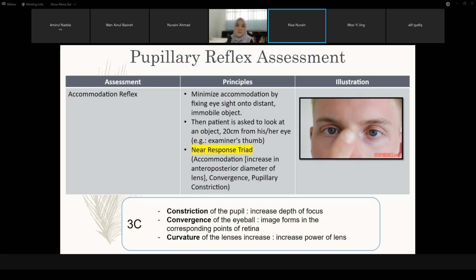To memorize, there is an easy way, which is 3C. We see constriction of the pupil due to increased focus, and convergence of the eyeballs, so that the image forms at the corresponding point of the retina, and the curvature of the lens increases due to increased power of the lens.